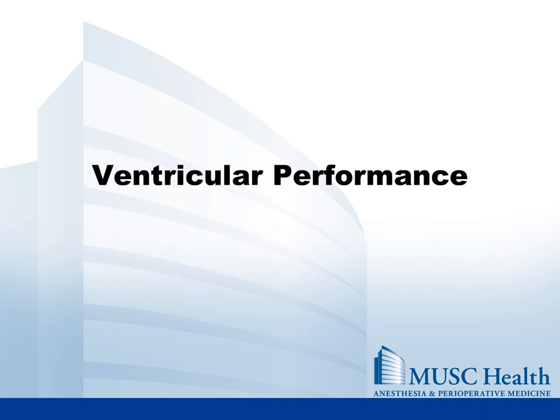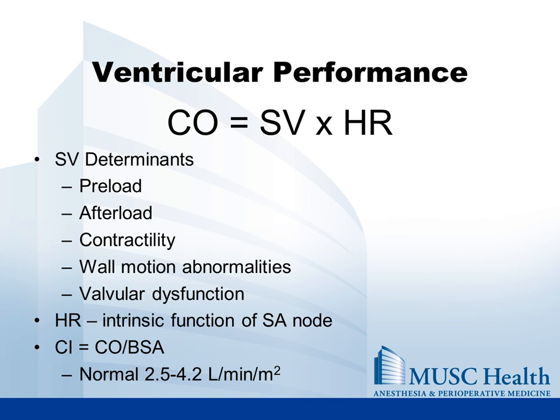Okay, ventricular performance. Y'all remember, it's a basic formula, but you can figure out a lot of stuff with cardiac output. Cardiac output has two main determinants, right? Stroke volume and heart rate. There are three main determinants of stroke volume, plus a couple other more minor determinants: preload, afterload, contractility. Any sort of dysfunction, such as wall motion abnormalities, a clot in one of your blood vessels, infarction, or valvular dysfunction can also affect your stroke volume.